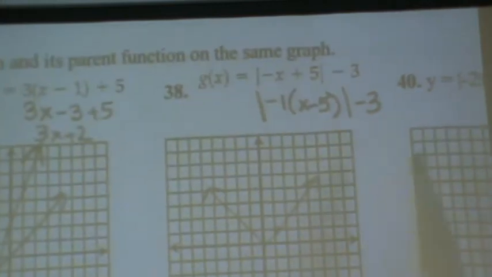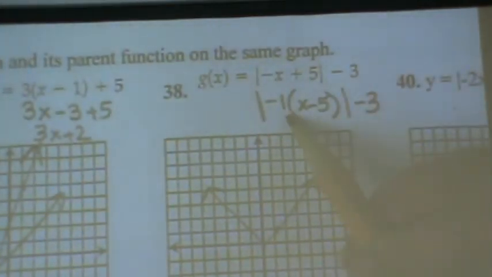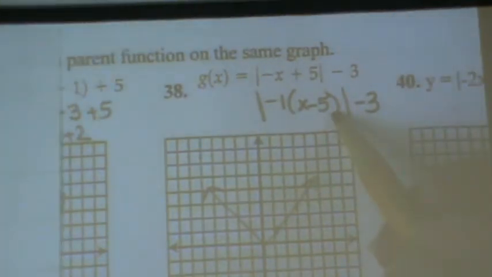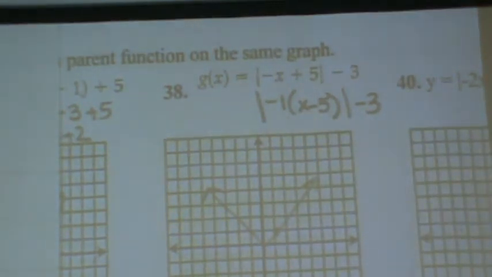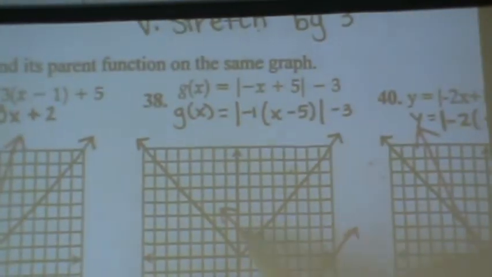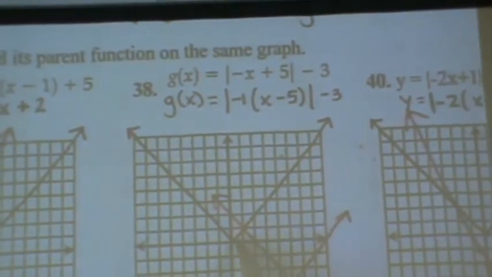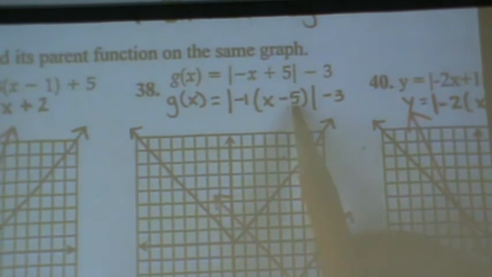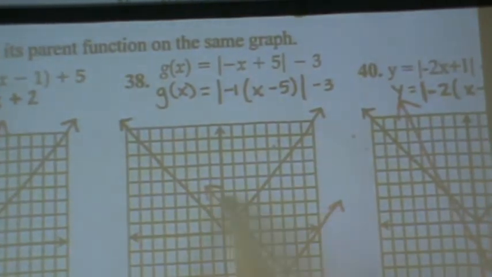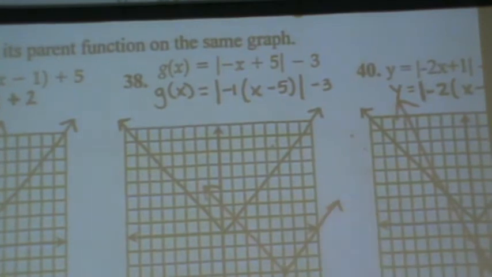So what you could do, you're going to flip this over the y-axis, and then you're going to shift it 5 units right and down 3. So if you do that, this is what your graph should look like. If you flip it over, here's your parent function. If you flip this over the y-axis, you get the same graph. Then you want to shift it 5 units right and 3 down, and this is what your graph should look like.